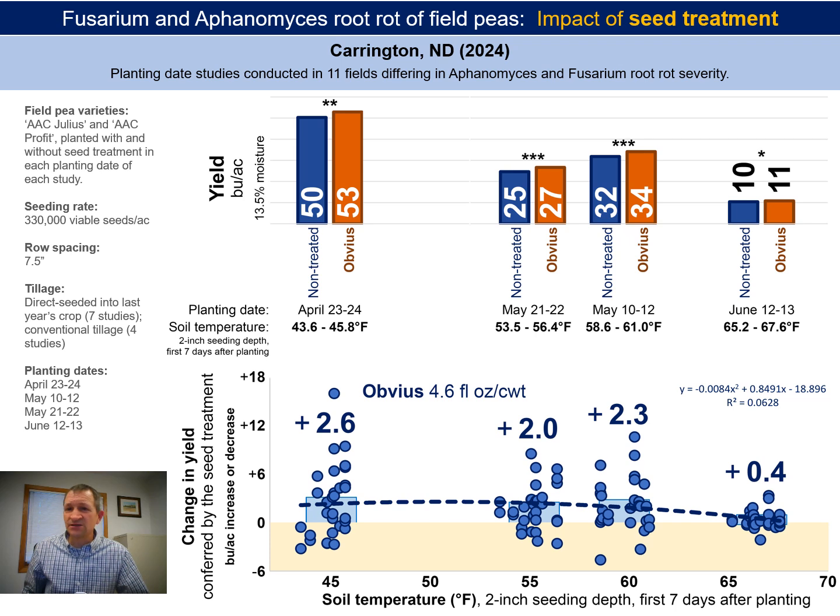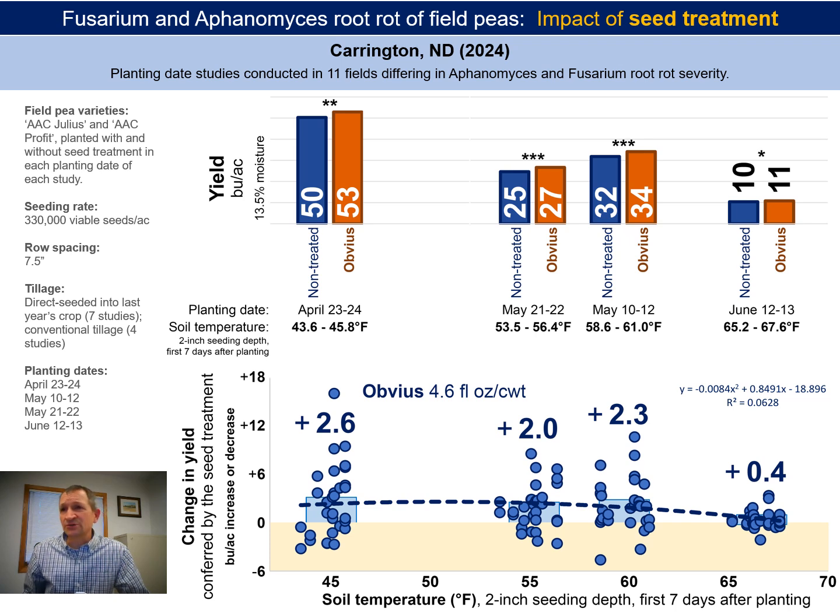The only difference here is that the yield gain in those really cold soils is 2.6 bushels. That's in the range of what we saw before, but on the lower end. But still certainly consistent with what we observed in 2017 to 2020.